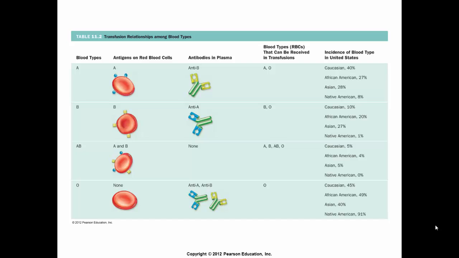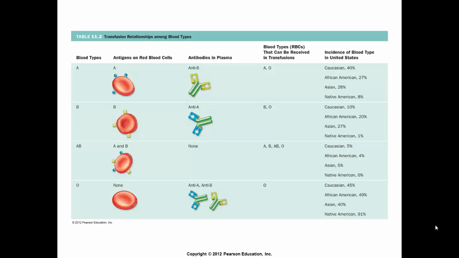Type B has B antigen on its surface, therefore it has anti-A antibodies in the plasma. So type B individuals could receive a transfusion from either a type B or a type O. Type AB has both A and B, therefore they have no antibodies in their plasma. And you can see on the blood types they are considered a universal recipient, because they can receive a blood transfusion from a type A, a type B, a type AB, or a type O.